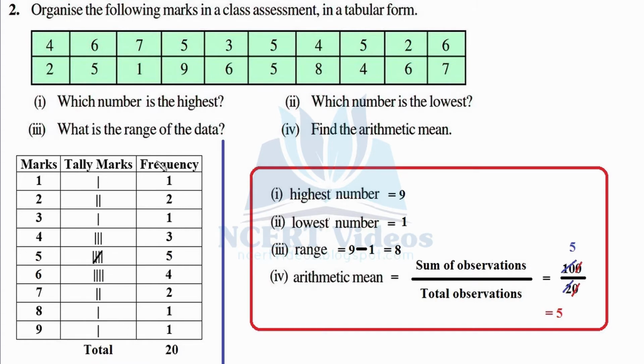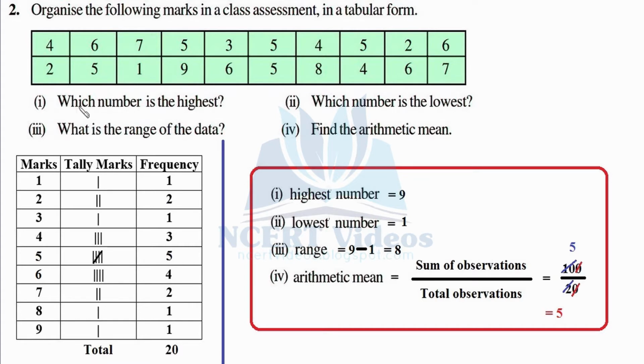Then frequency, and you write these things here: 1, 2, 1, 3. As you can see, you don't even have to count it. It means 5 when you crossed it. These are 4, this is 2, this is 1, this is 1. You add them up, it gives you 20. So this is the tabular part done.